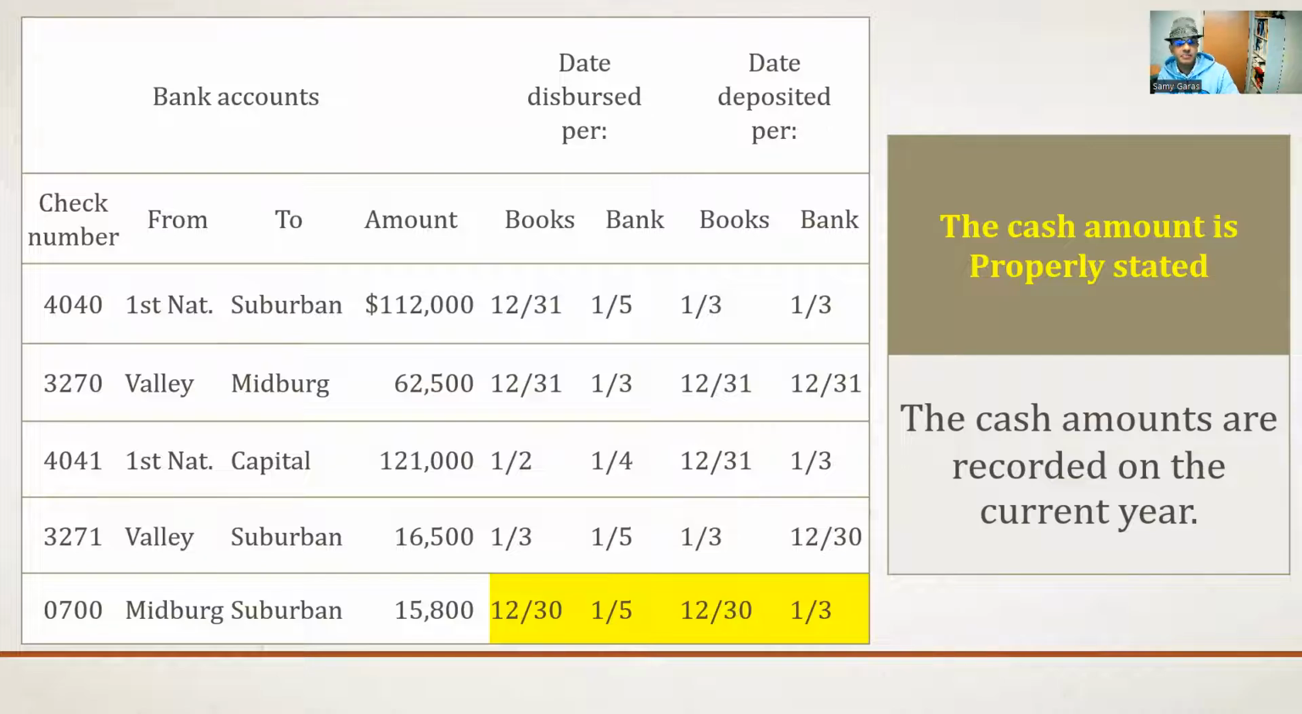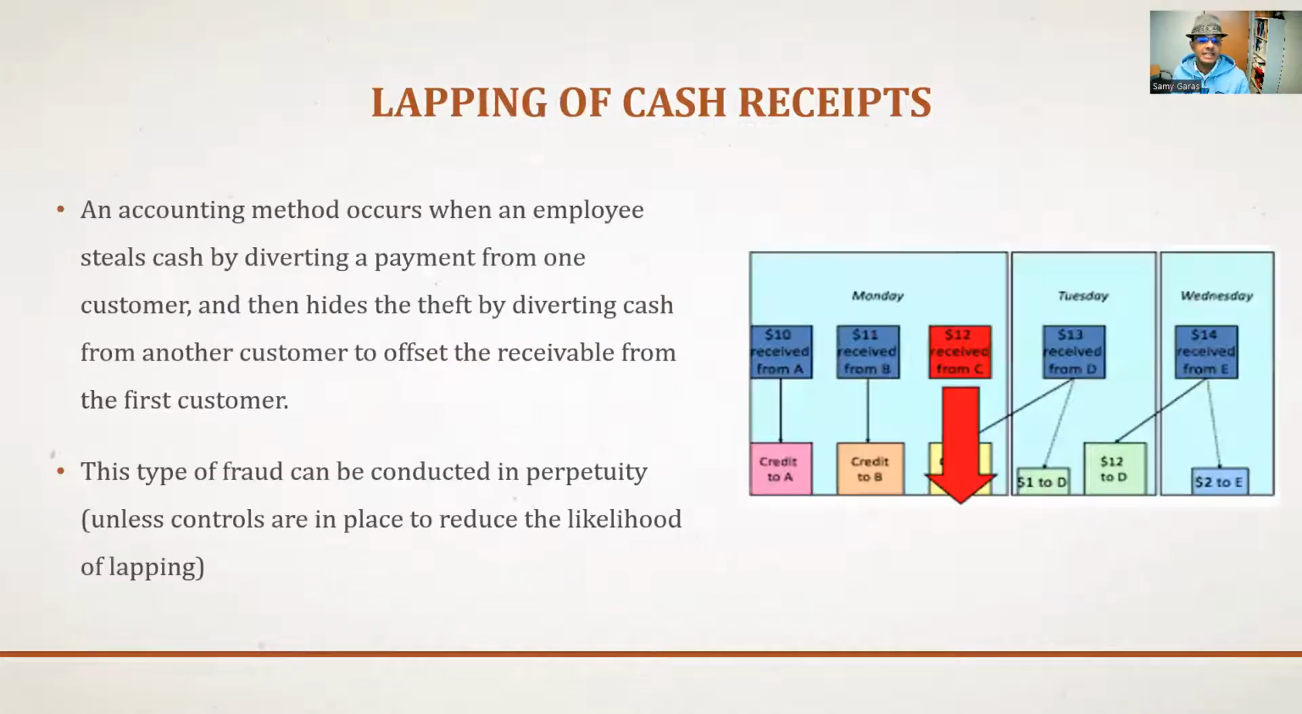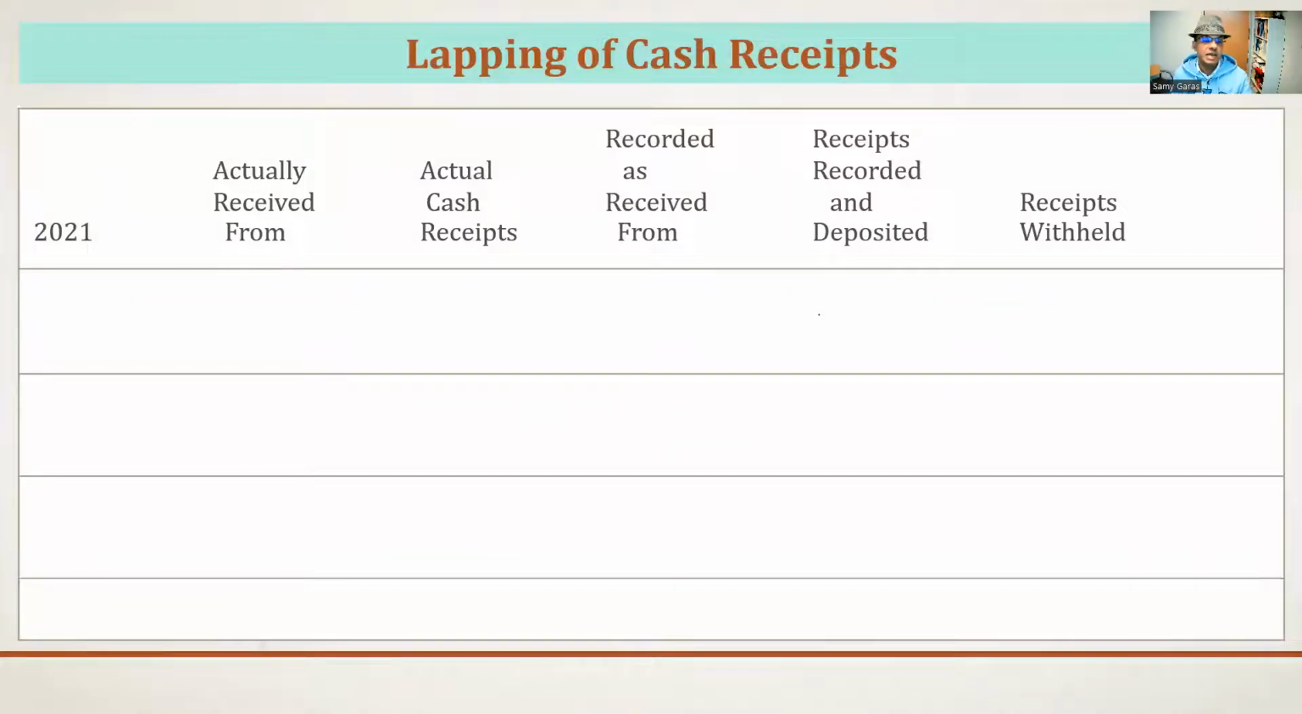Now, let us talk about another issue, which we call lapping of cash receipts. Lapping means we take the cash from one client and we put it for the account of another client. Let me show you how we can make the lapping. And lapping is a fraudulent act that usually the auditor can find out by checking the serial number of the cash receipts and the recording of the cash into the client's account, and we can figure out the lap.